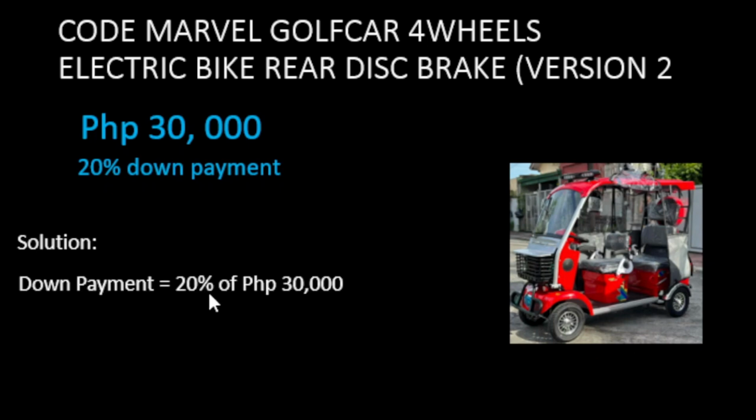To convert 20% to decimal, we move 2 units to the left. From here, we move 1, 2. So basically, we're multiplying 0.2 and 30,000 pesos. So 20% of 30,000 pesos is 6,000 pesos. And that's the down payment.